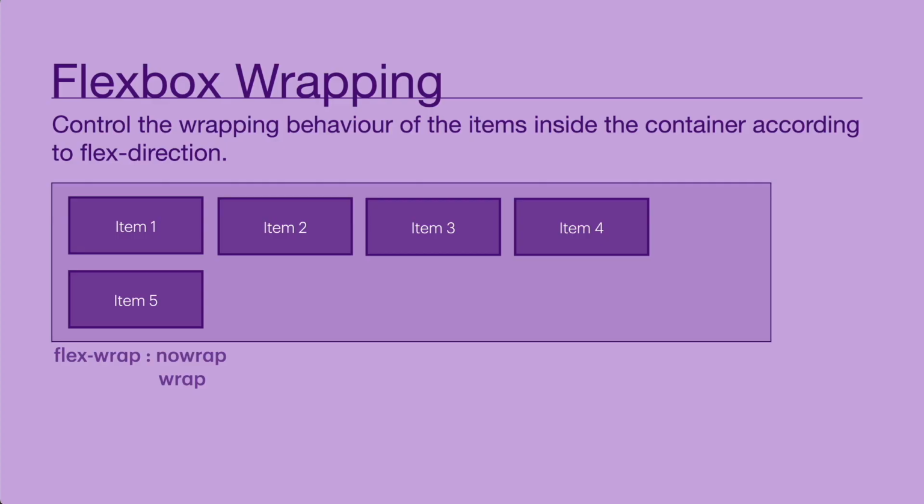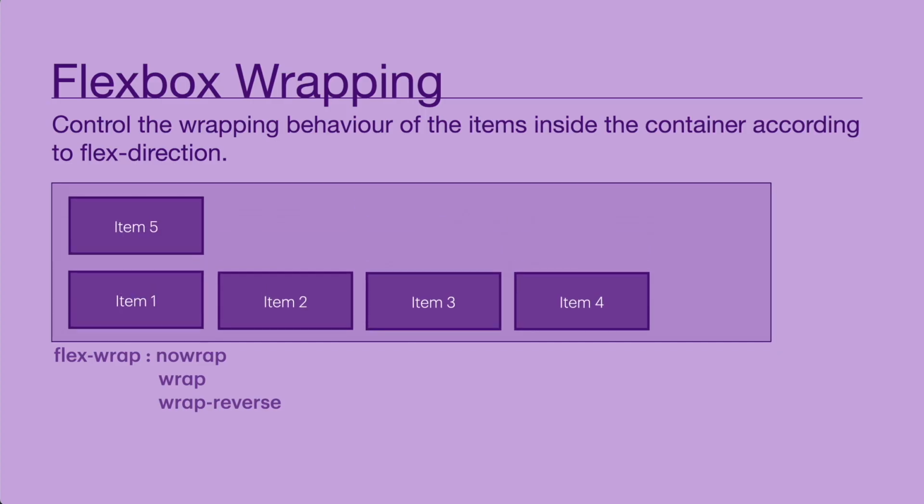And there is a third value for this. Try to guess that one. Exactly, that's wrap-reverse, which will wrap but in reverse order. In this case, item 5 will be wrapped, but it will go up. So like this. Great, so let's go and see this in a real coding example.